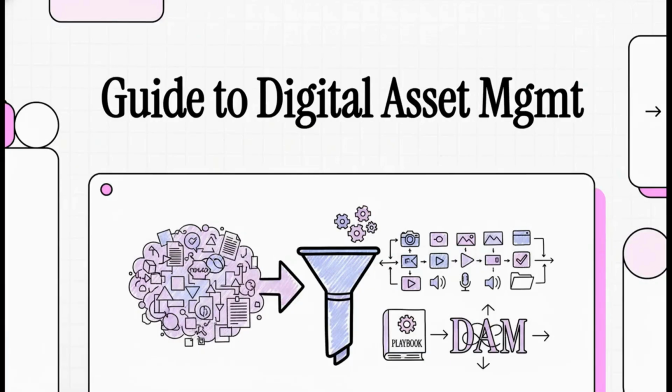All right, let's dive right in. We're going to talk about digital asset management, or DAM for short. This is a system that's designed to finally bring some order to the chaos of your company's content operations.